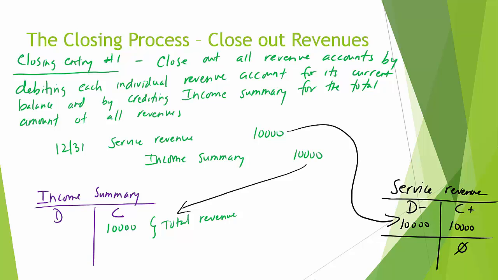So in this case, we're going to debit service revenue. Because we do that, it's going to be zeroed out. So now it has a 0 balance on the credit side. And then we're going to credit income summary. So you can see after I debit service revenue for $10,000 and I credit income summary, service revenue has a zero balance, and in this case is what we're looking for. And now income summary has a credit balance of $10,000, which represents total revenue.